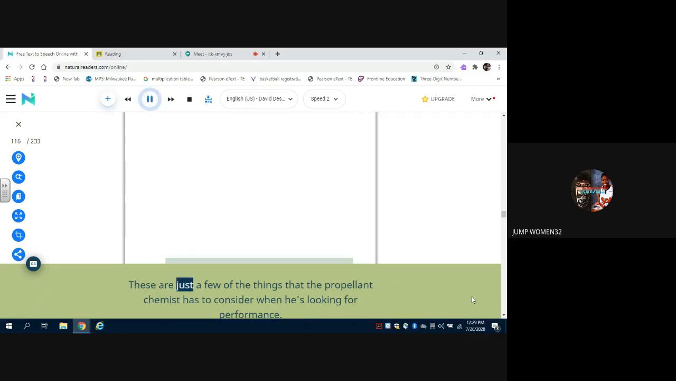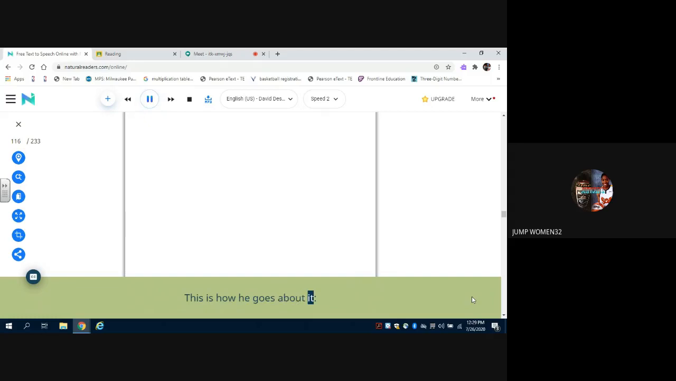These are just a few of the things that the propellant chemist has to consider when he's looking for performance. And coming up with propellant combinations which will perform as the engineers want them to is what he's paid for, inadequately. This is how he goes about it.